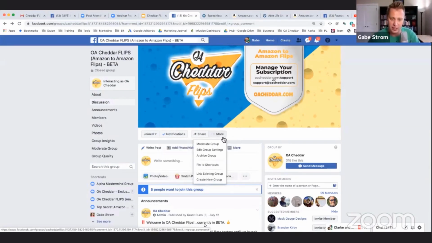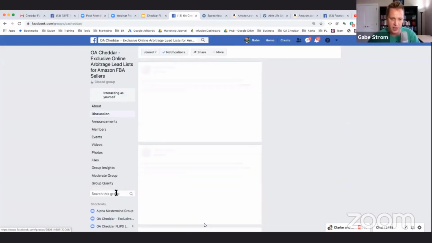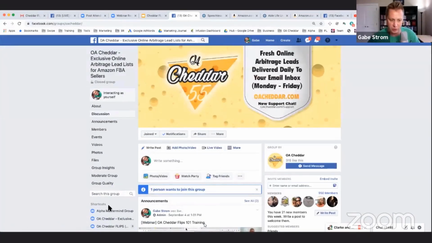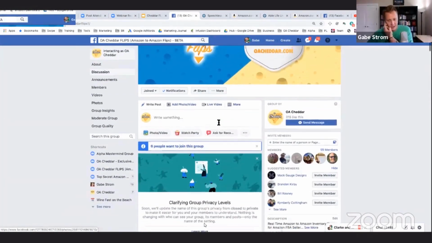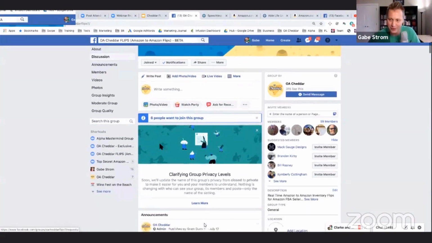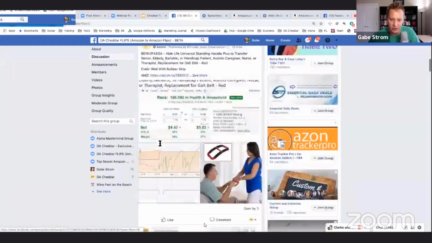And then go to more and click on pin to shortcuts so that it'll show up right over here. And then if you want to toggle back and forth between the main group and the flips group, you can do that very easy. And I see some other people are joining before the webinar, so that's cool. So let's go through one more lead here and show you guys.